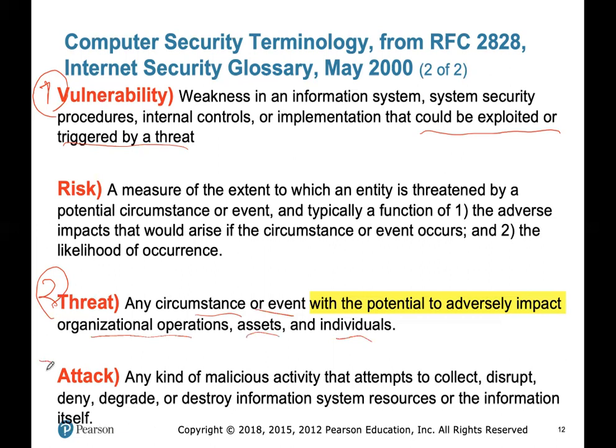And the third thing we have in our chain is attack. Attack is any kind of malicious activity. That threat now is being used by someone to implement some real attacks or to implement some malicious activities in order to collect some information or disrupt some information or deny some services or degrade the system or destroy the information, whatever.